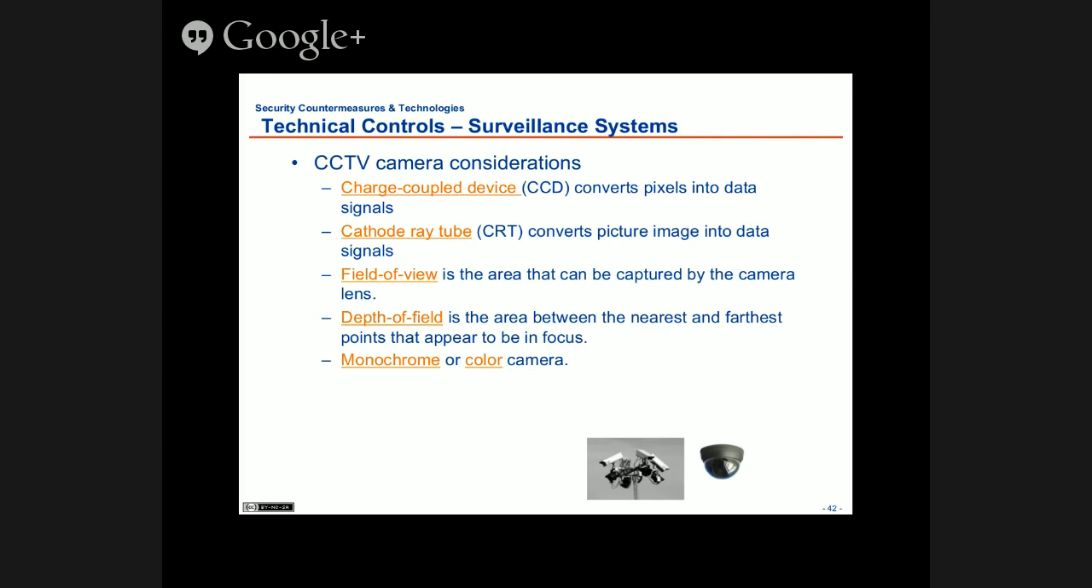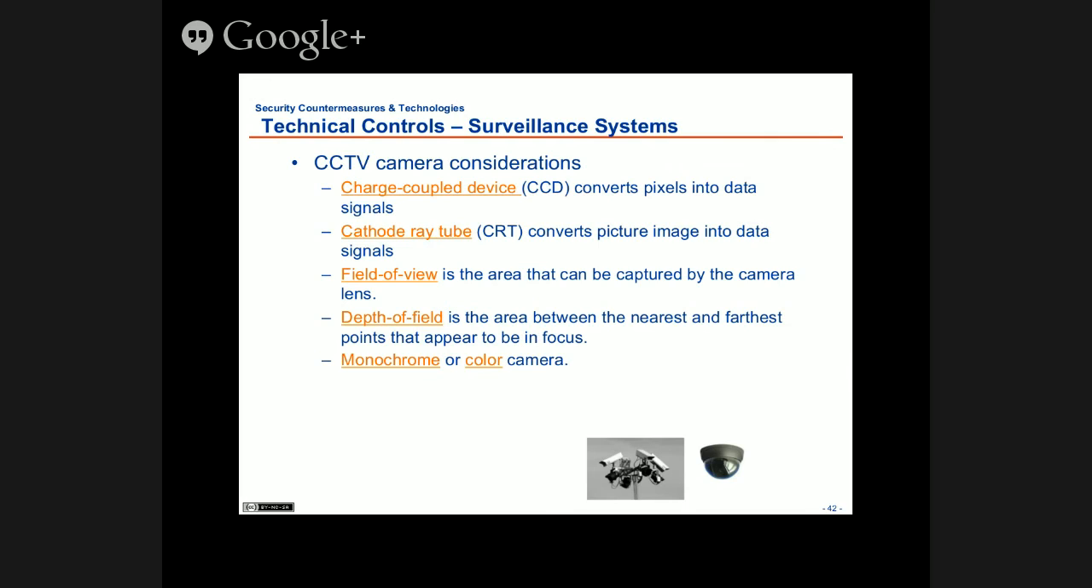Now, these are different considerations when you think about CCTVs. You have charge coupled device, converts pixels into data signals. Cathode ray tube converts picture image to data signals. Field of view, basically, it captures the area that can be captured by the camera's lens. So the camera lens can capture maybe 20 feet. That's pretty much what's captured.